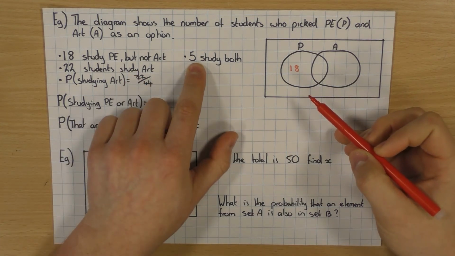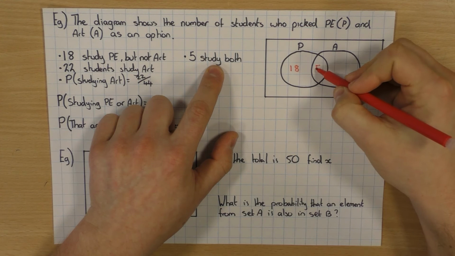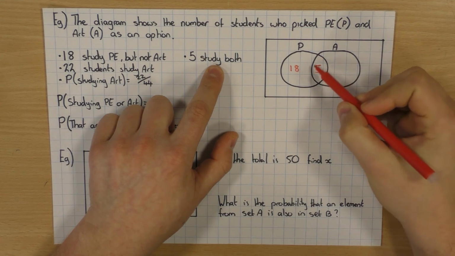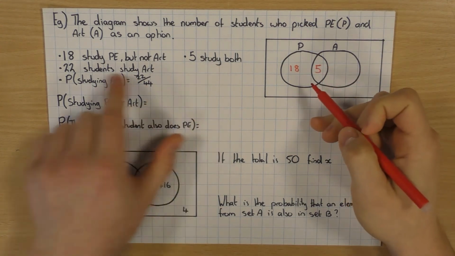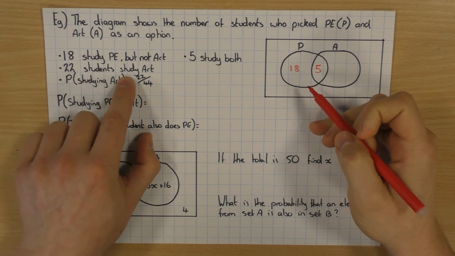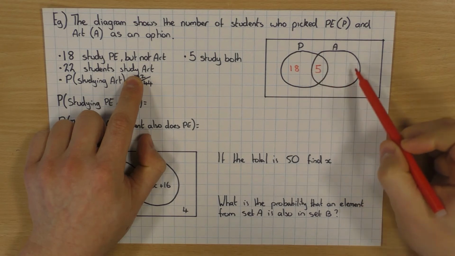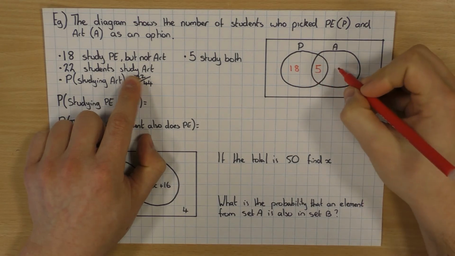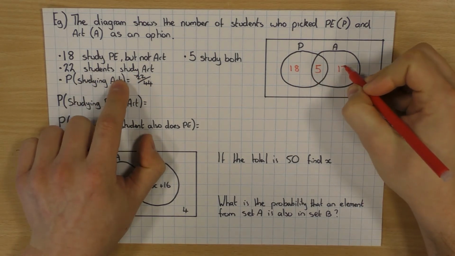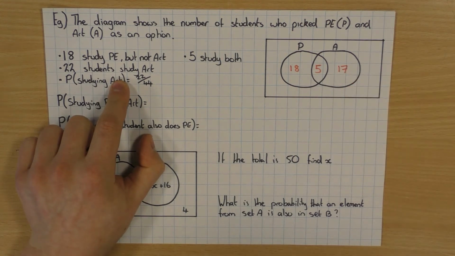I know that 5 students study both. I can put that in. Remember that section there is the ones who study both. Now I can go back to this one. 22 students study art. Well, I know 5 of them study both. So how many just study art? Well, I do 22, take away 5, which gives me 17. Okay.